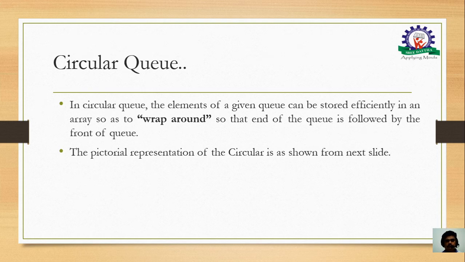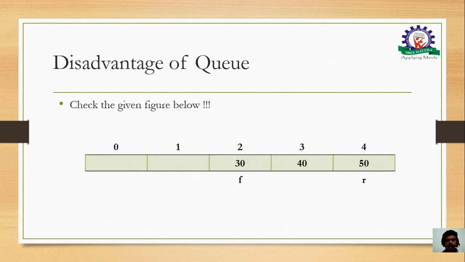So today we will check what is a circular queue. Before going for the circular queue, let me talk about the disadvantage of the queue that makes me go for the circular queue or other different types of queues. We know that a queue is a data structure where elements are inserted from one end and deleted from the other end.